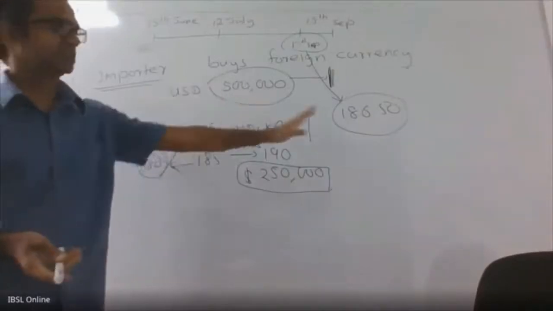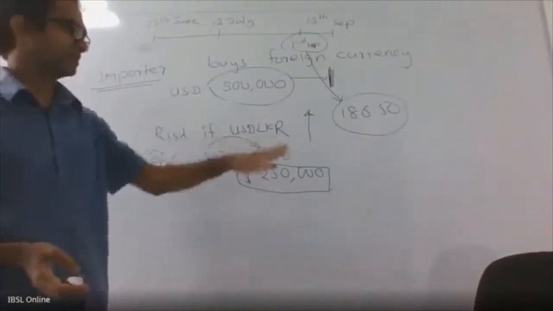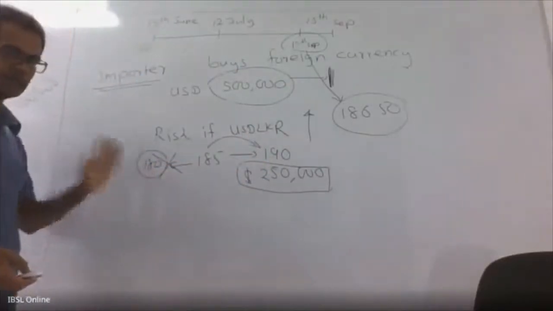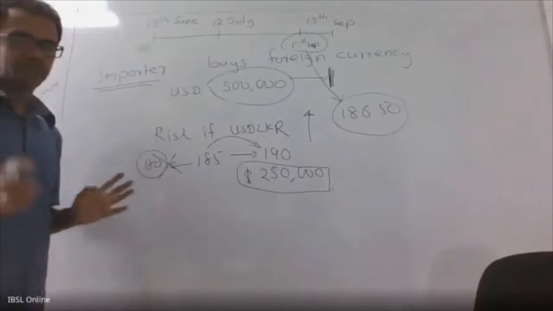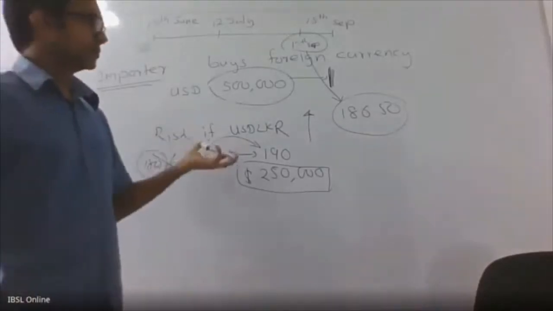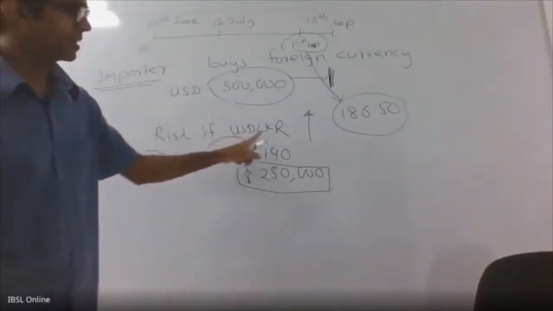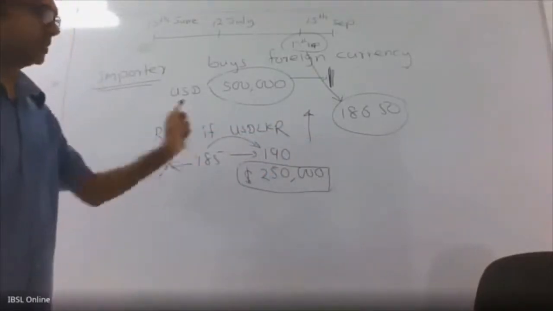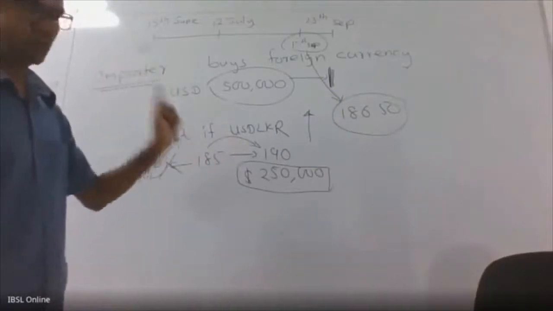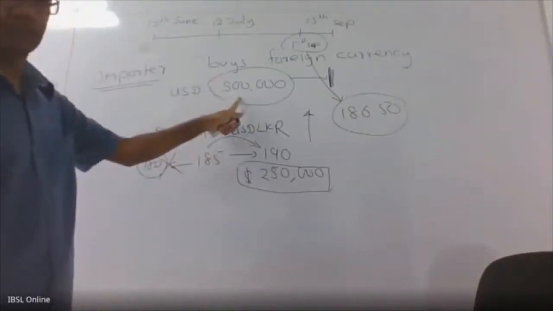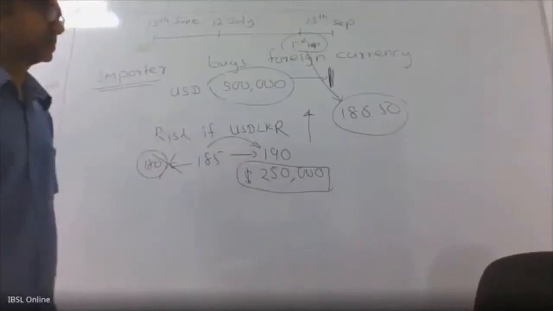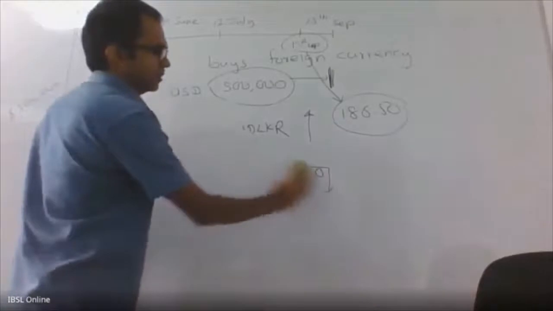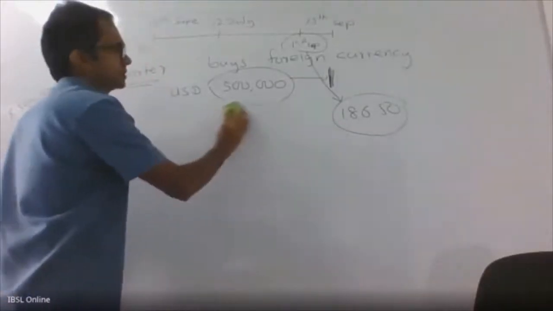But he takes a risk. Maybe 186 or maybe 190 or 200 or maybe 180, 150 somewhere. So the risk is if the dollar LKR exchange rate goes up, that means the rupee depreciates. If the rupee depreciates, he needs more rupees to buy $500,000. How? He can use a forward contract to eliminate that risk.